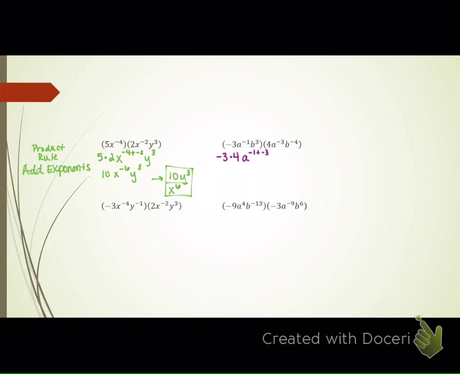And what would you do with the b's? You would also add those. Good. They're being multiplied, so you add. So the product rule says you add the exponents. The coefficients are still being multiplied, okay? But the exponents are being added. So I get negative 12, a to the negative 4th, b to the negative 1st.